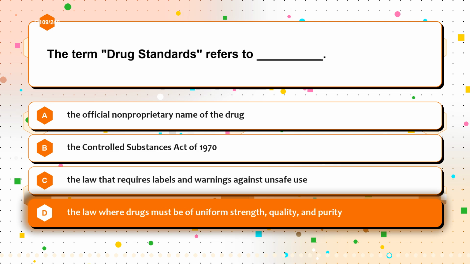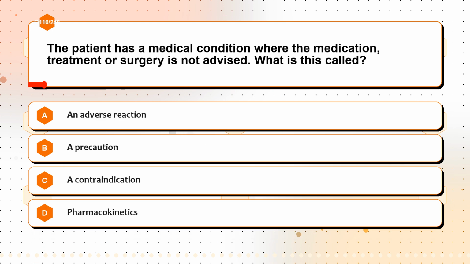The correct answer is option D, the law where drugs must be of uniform strength, quality, and purity. Question 110. The patient has a medical condition where the medication, treatment, or surgery is not advised. What is this called? Here are the options.